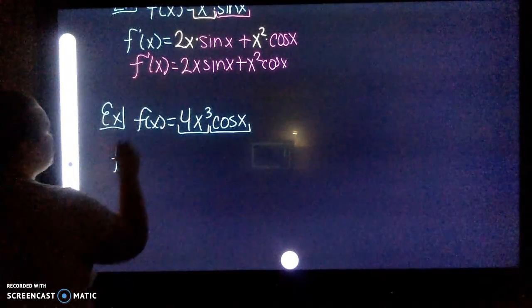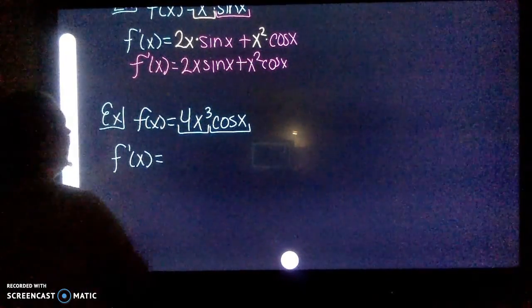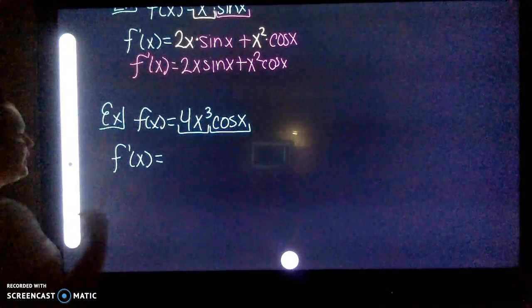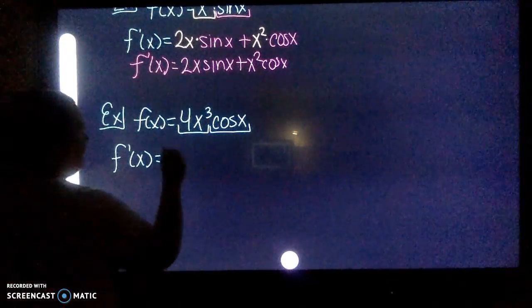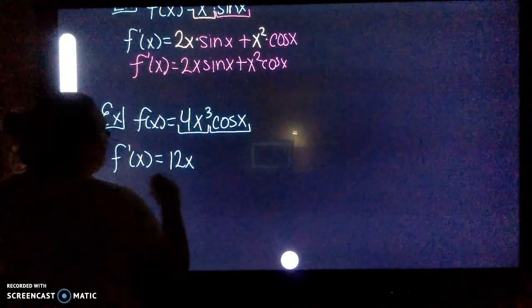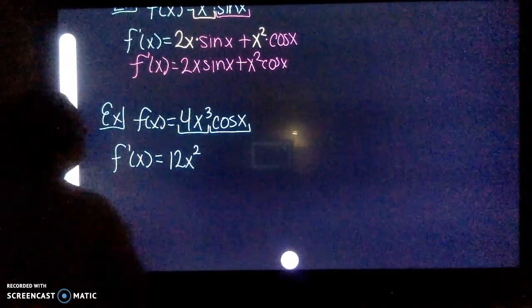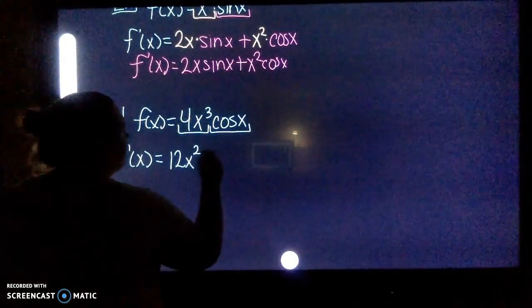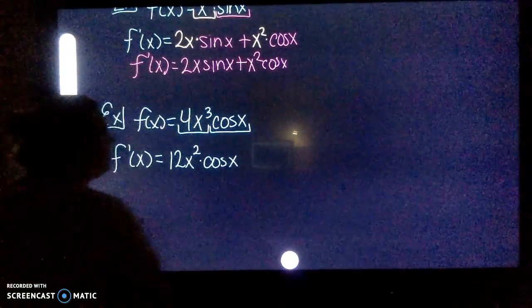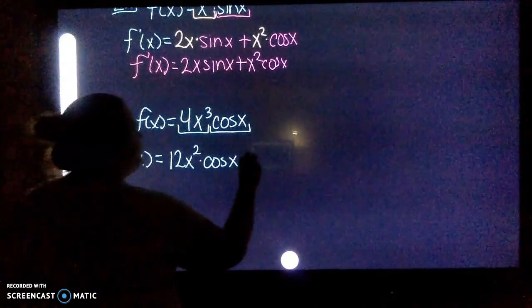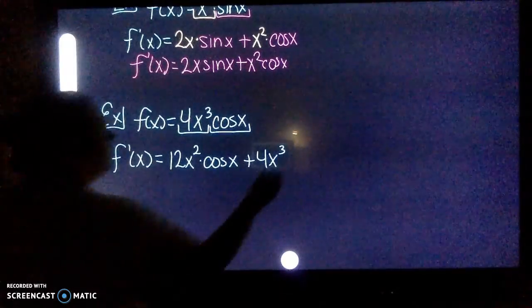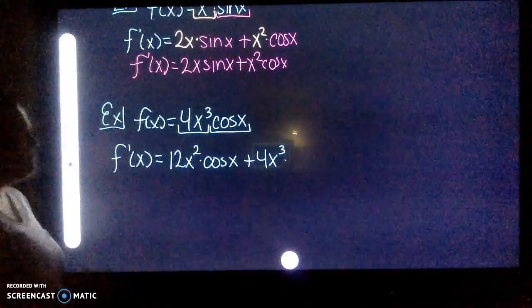So when I'm taking the derivative, I need to take the derivative of 4x cubed first. The derivative of 4x cubed, we drop the 3 out front, multiply it into the 4 to get 12x, and then we reduce our exponent by 1, so it becomes 12x squared, times that original function, cosine of x, plus my original first function, 4x cubed, times the derivative of my cosine function.